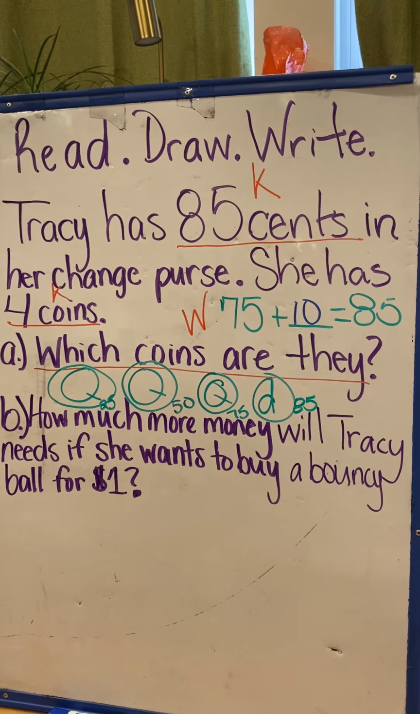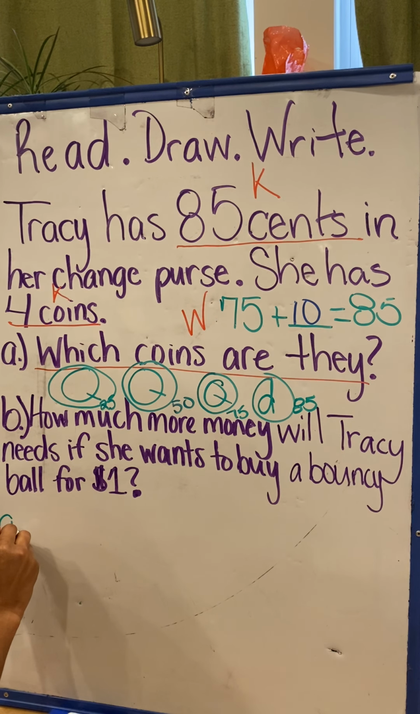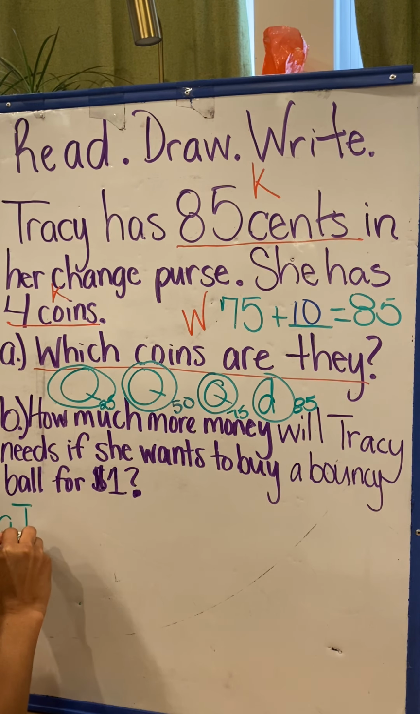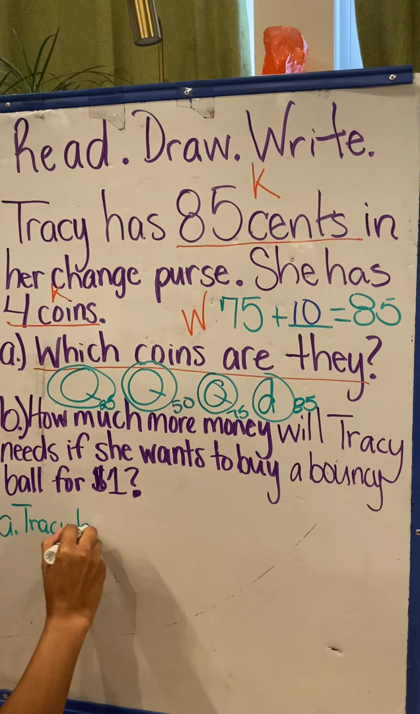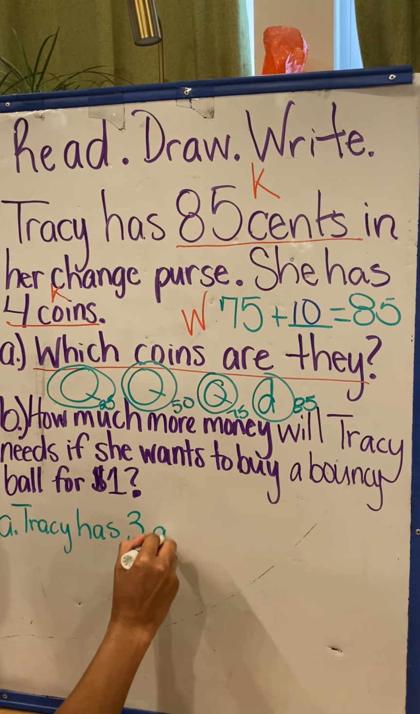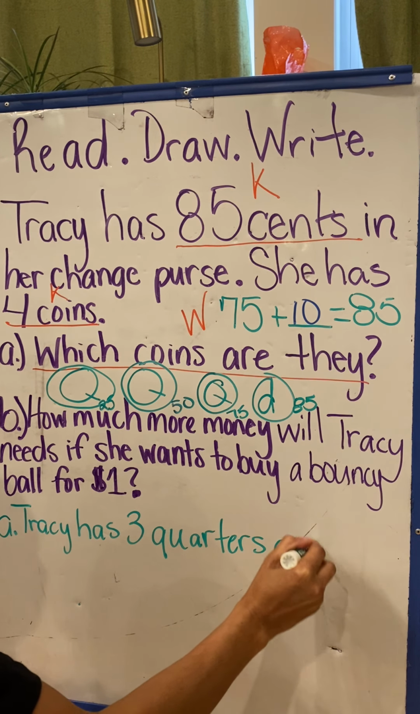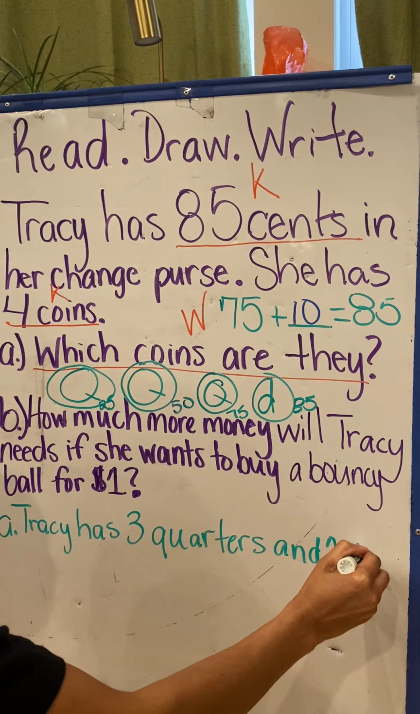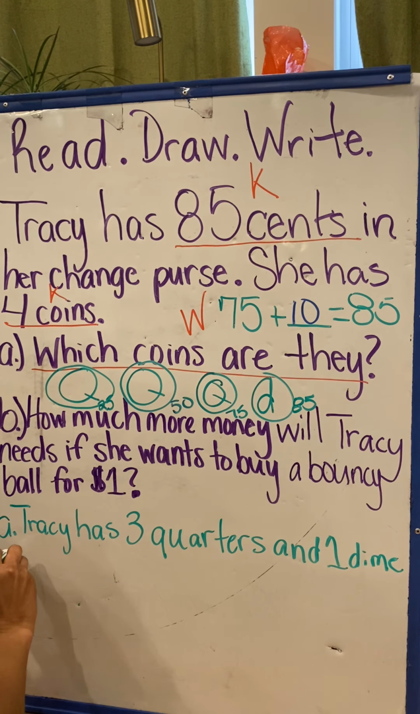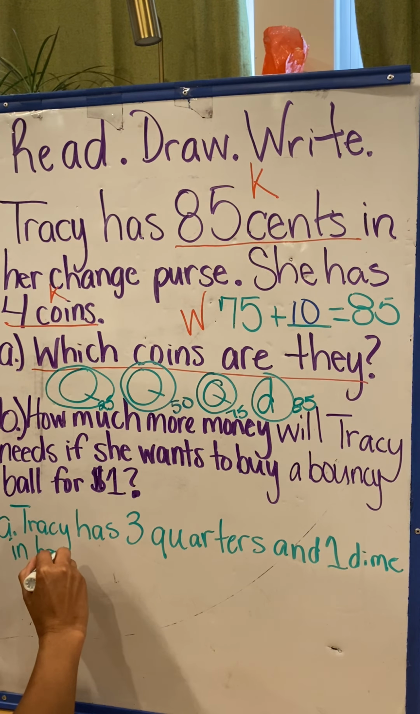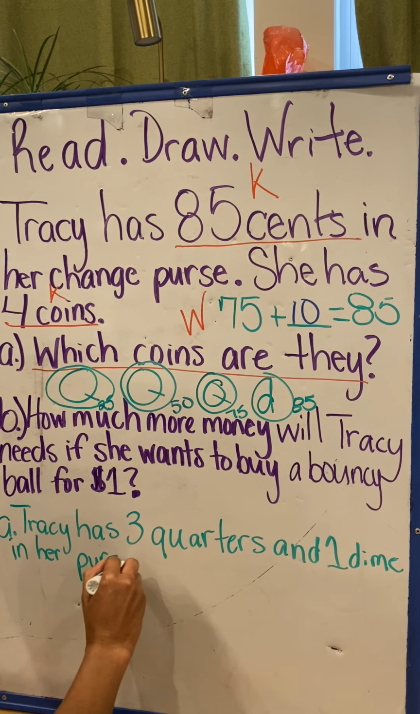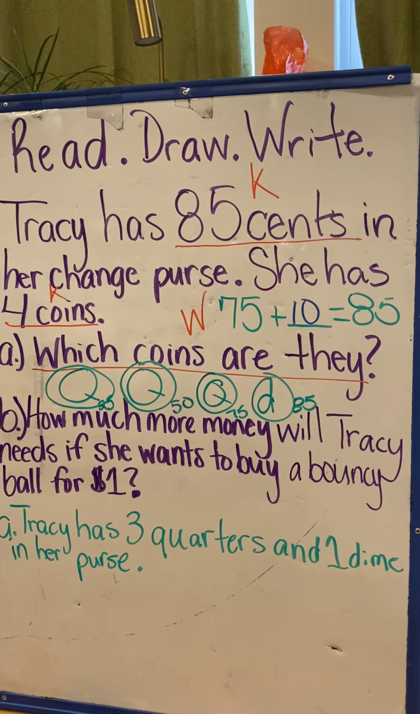So we figured out what Tracy has, and I can write that in my sentence. I'm going to write it down here for A. Tracy has 3 quarters and 1 dime in her purse. Am I done? Nope, because remember, we still have to answer question B.